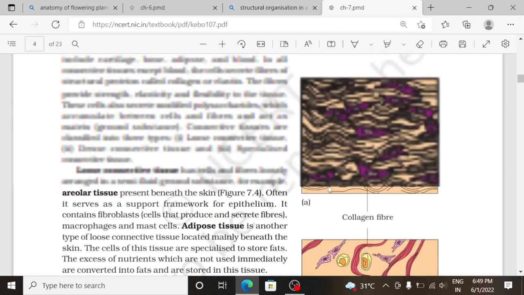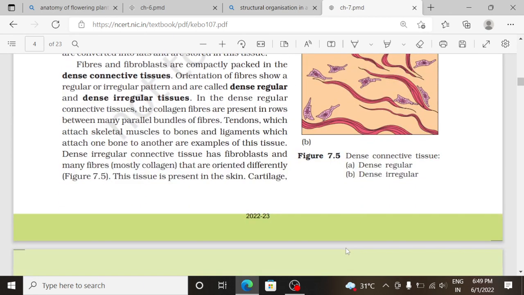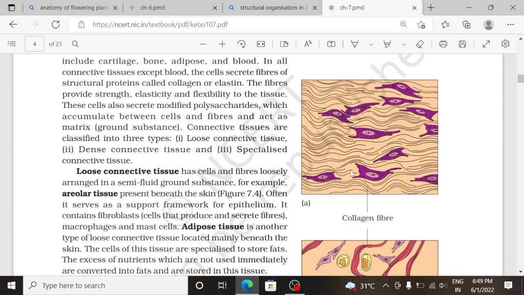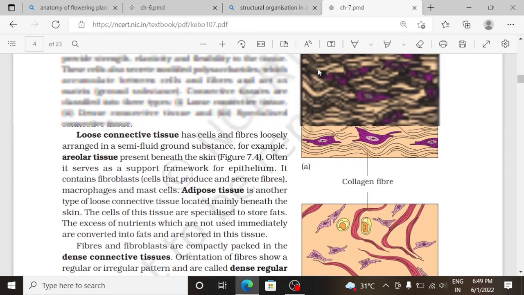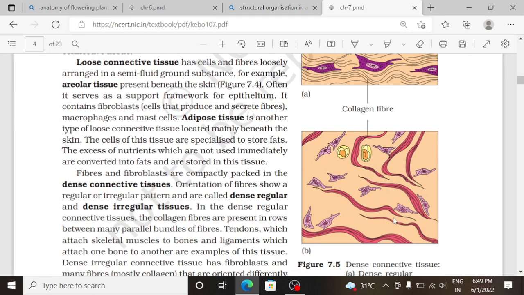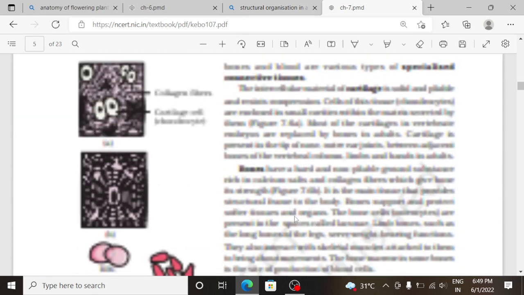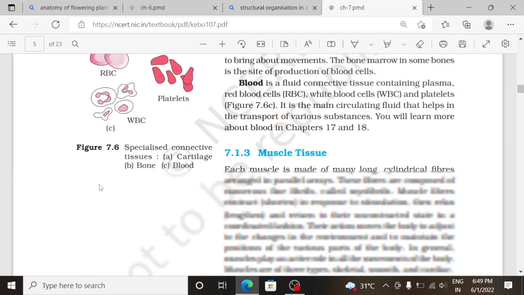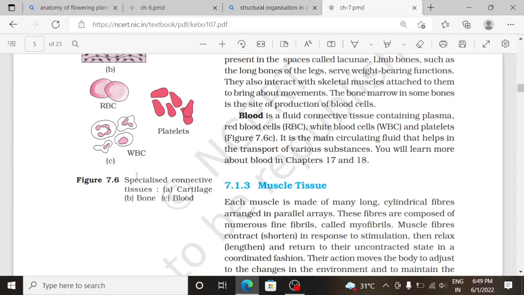shows the two types of dense connective tissue, that is dense regular and dense irregular. Regular means it is arranged in a specific manner. This is not arranged, this is anyhow. Okay, so it is irregular. Then this diagram shows us the specialized connective tissues.